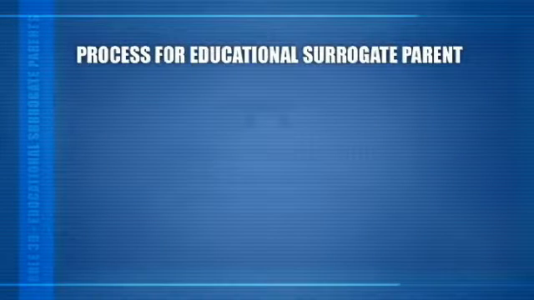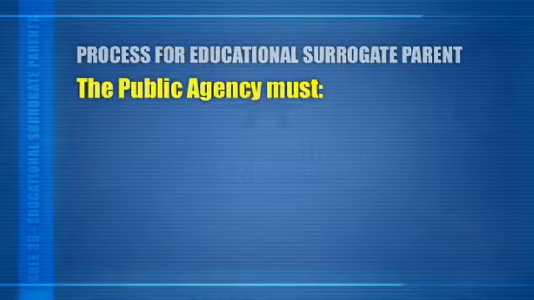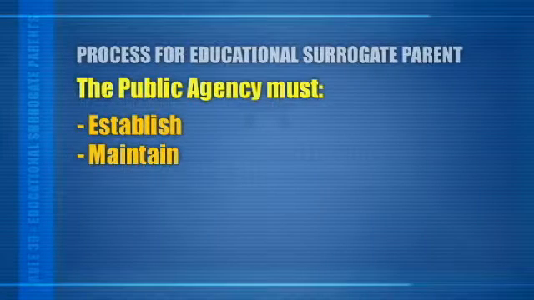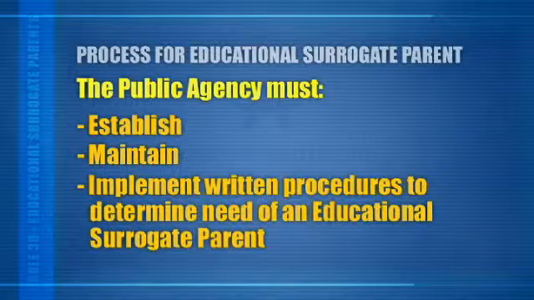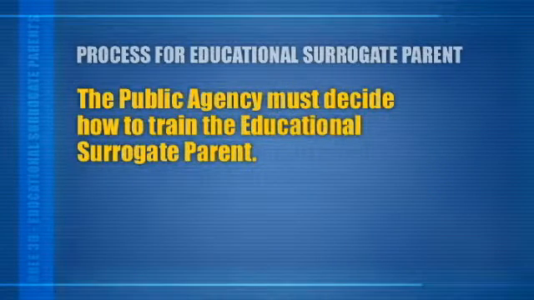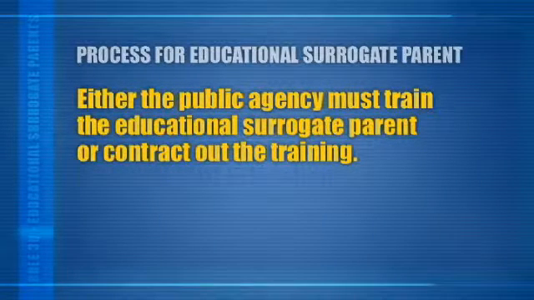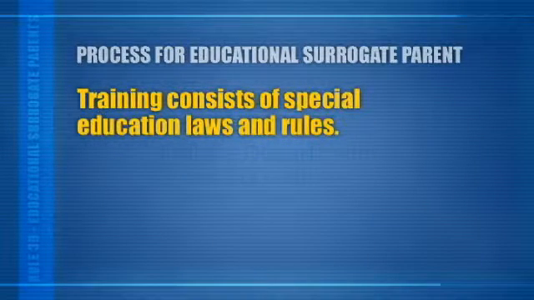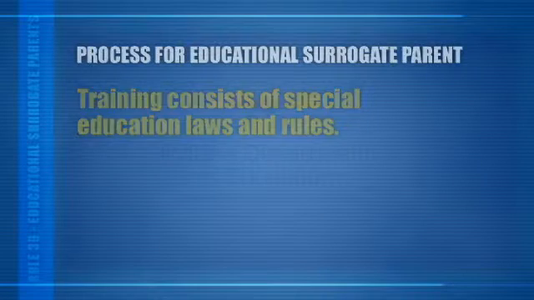The educational surrogate parent process begins with the public agency. The public agency must establish, maintain, and implement written procedures to determine need of an educational surrogate parent. The public agency then will decide how the eligible persons will be trained to serve as educational surrogate parents. Either the public agency must train the educational surrogate parent or contract out the training. Training consists of special education laws and rules.